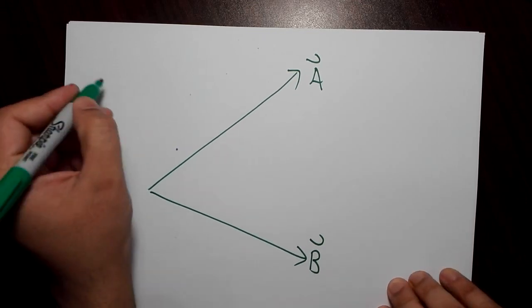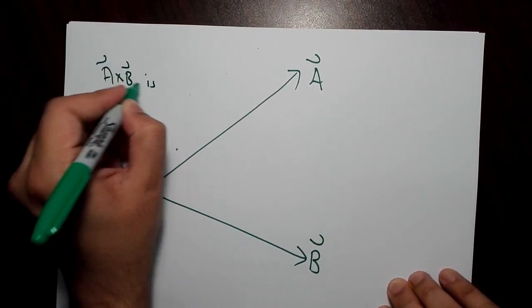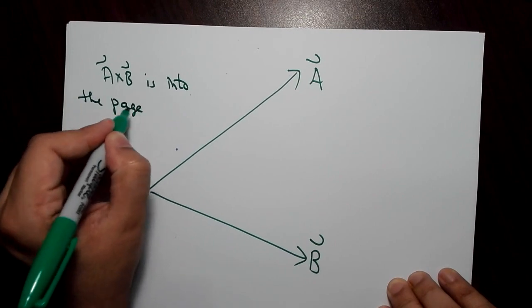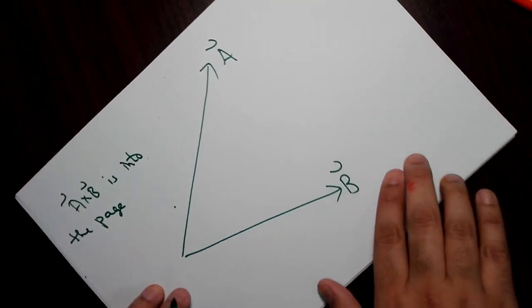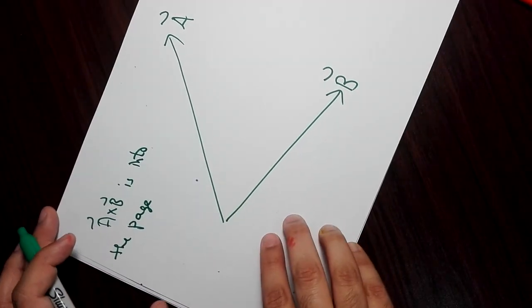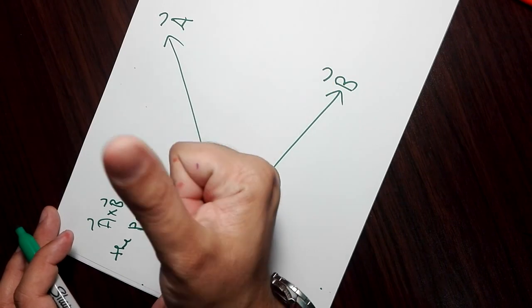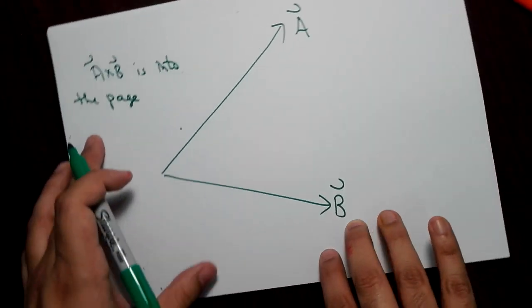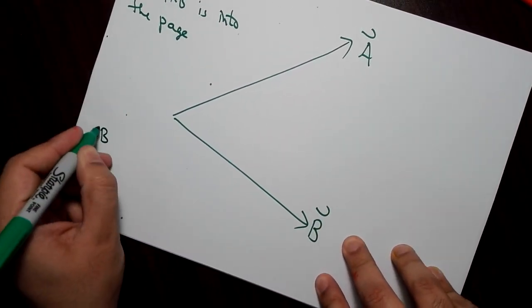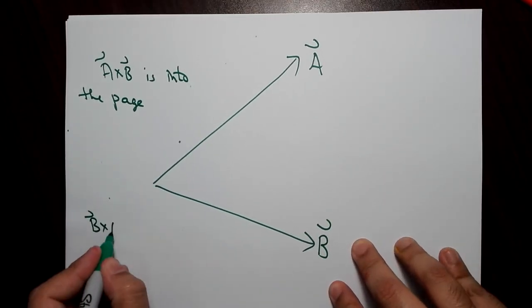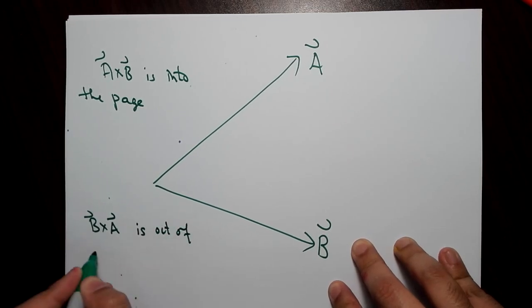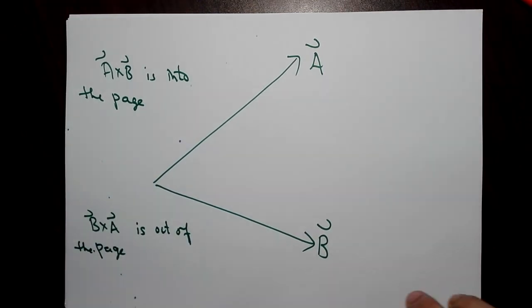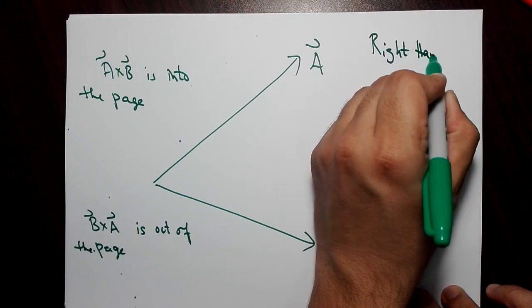So A cross B is into the page, or into the screen. And if I want to do B cross A, you point towards B and then cross towards A. Then your thumb points out of the page, or out of the screen. So B cross A is out of the page. So that's how the right hand rule works. This is the right hand rule.